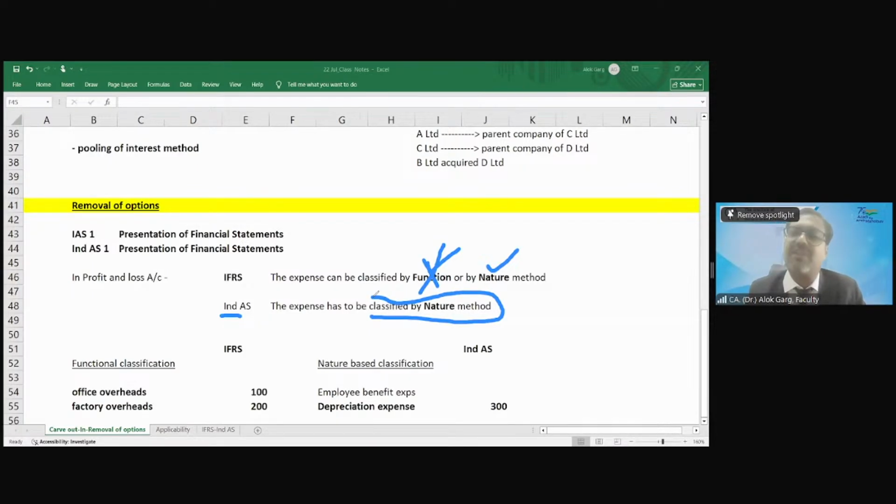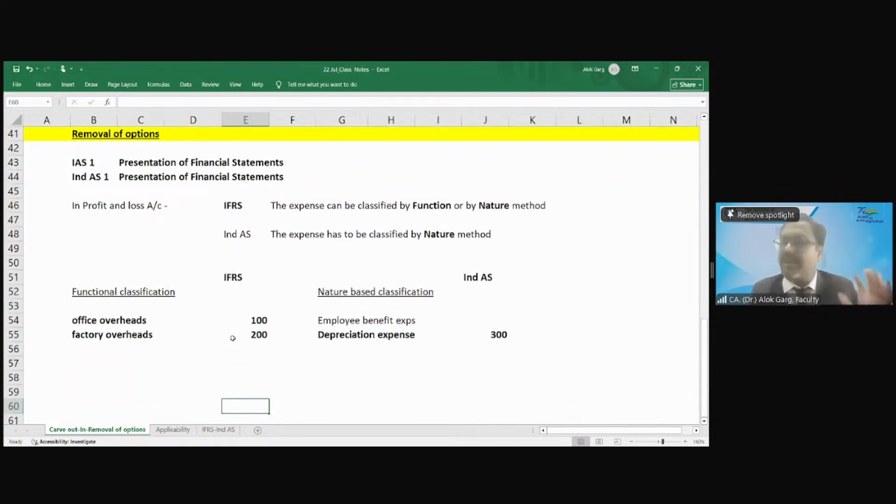Sir, what is meant by function classification or nature-based classification? Let me explain. Friends, for example, the company has a factory building and an office building. In the office building, administrative work is going on. What happens in the factory building? Production is going on, right? So there is a depreciation of 100 lakhs on the office building. There is a depreciation of 200 lakhs on the factory building.